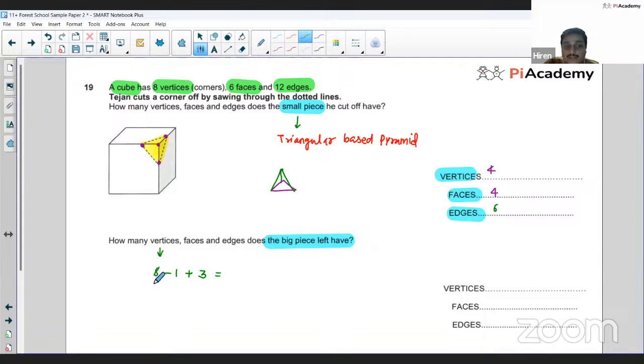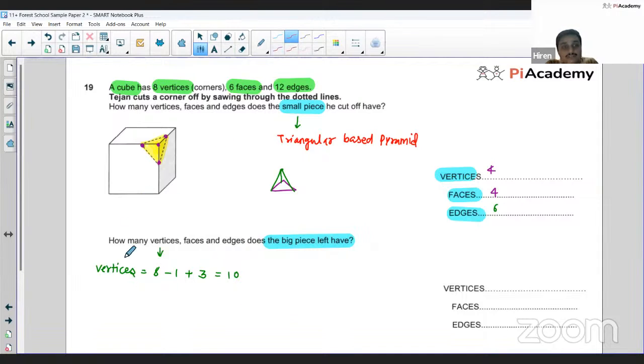So at the end, how many vertices will be there? 7 plus 3, that is 10. So vertices will be 10. Is everyone clear on what I am doing here? 1 vertex I am removing because you are cutting off, and because of the cutting off, 3 vertices form, so that we need to add. That's why 8 minus 1 is 7, and 7 plus 3 is 10.